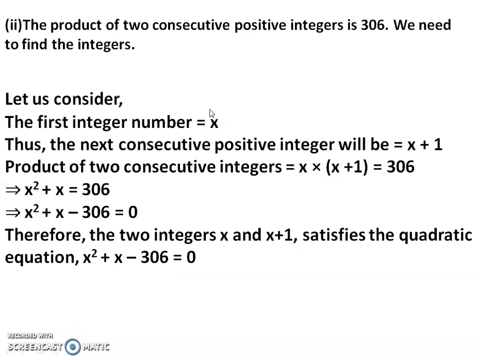So in this question, what are the two important points? Two consecutive positive integers: you will take it as x and x plus 1. And product: product means multiplication. Let's go to the next question.